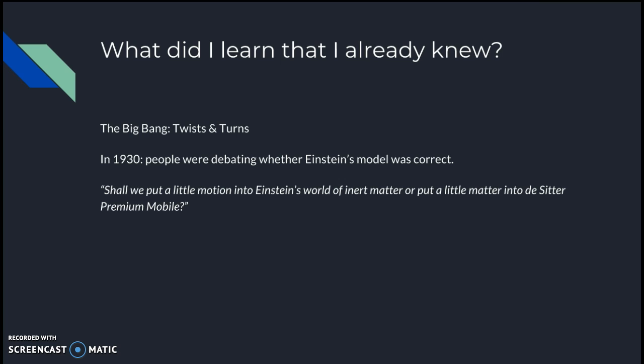But in terms of the information I did know, I was aware, obviously, of the Big Bang, and also that there were a lot of twists and turns when figuring out how the universe began. In 1930, a lot of people were still debating whether Einstein's model was correct. One of the famous quotes was from Eddington: "Shall we put a little motion into Einstein's world of inert matter, or put a little matter into De Sitter's primum mobile?" De Sitter was another individual who thought of different ways that the universe began. So there was a dichotomy between what scientists thought at the time of how the universe began.